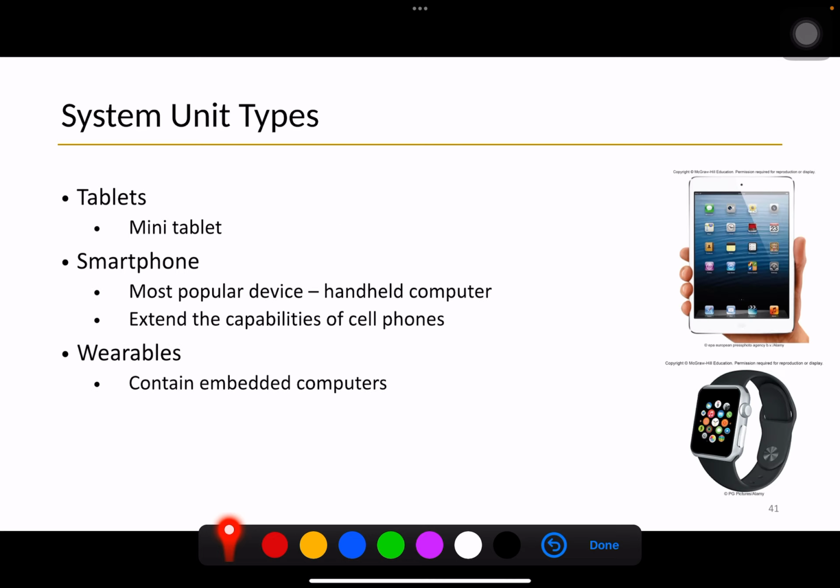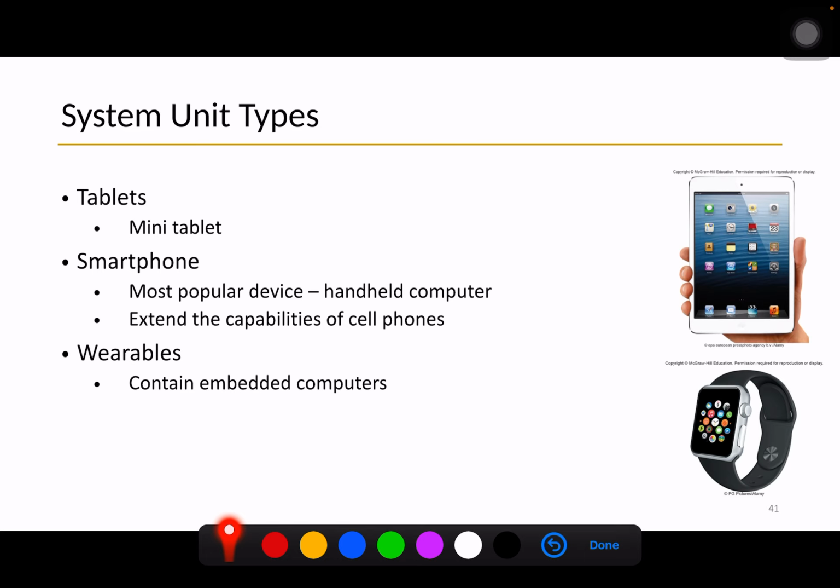Okay, next, tablets, smartphones and wearables. These are also the types of system unit that we have now. Alright, the mini tablet means it is below the screen, the same goes for the phone and the same goes for the wearables, or here the wearables we have are smartwatches. So all of these things, even the tiny ones, have the system unit.